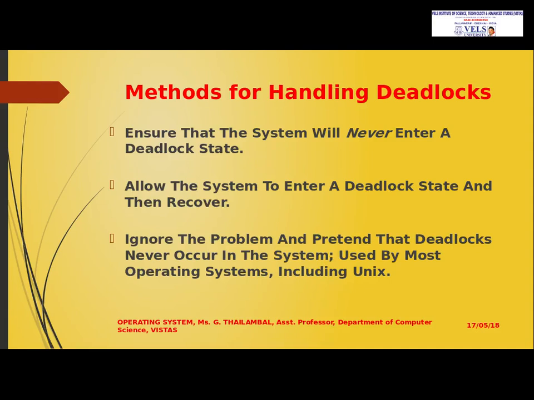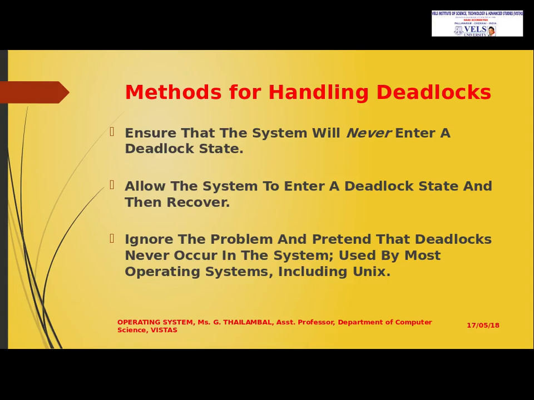So we have so many recovery techniques. You can apply the techniques and we can recover it very easily, but not in all cases, only in some cases. So you allow the system to enter a deadlock state and then you recover it. Or else you ignore the problem and you say that the system will never enter into a deadlock, definitely. That means you can allocate whatever resources you want to all the processes. So these are the methods for handling deadlock.